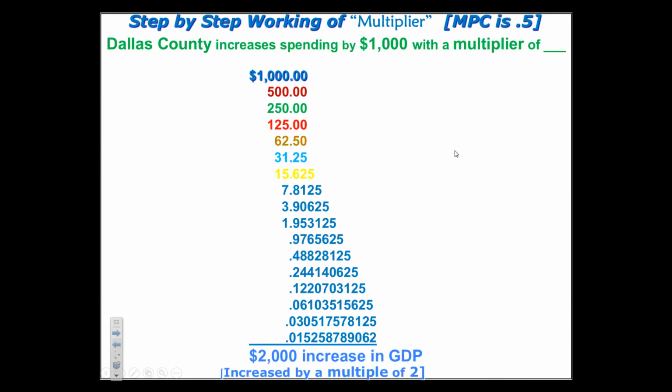So in this case, we're going to have an MPC of 0.5, which means the MPS equals 0.5 as well, because they have to add up to 1. And that means that the expenditure multiplier is 1 divided by 0.5, which is 2. Okay? So the $1,000 in spending should result in GDP changing by $2,000.